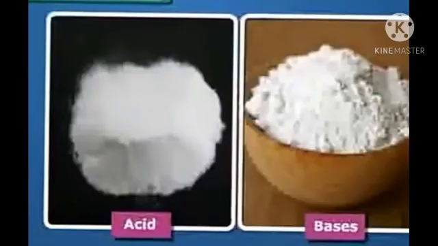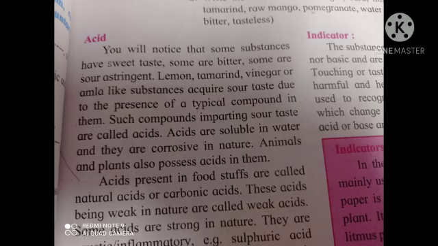Now we will see about acid and base in detail. First, we will see acid. What is acid? Compounds imparting a sour taste are called acids. Acids are soluble in water and they are corrosive in nature. Animals and plants also possess acid in them. Acids present in foodstuffs are called natural acids or organic acids. These acids are weak acids.